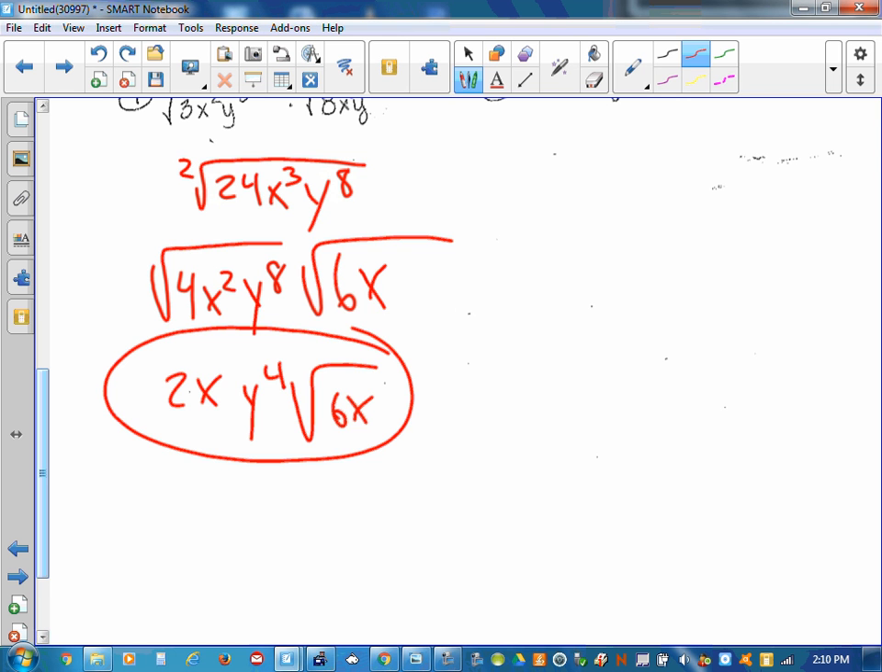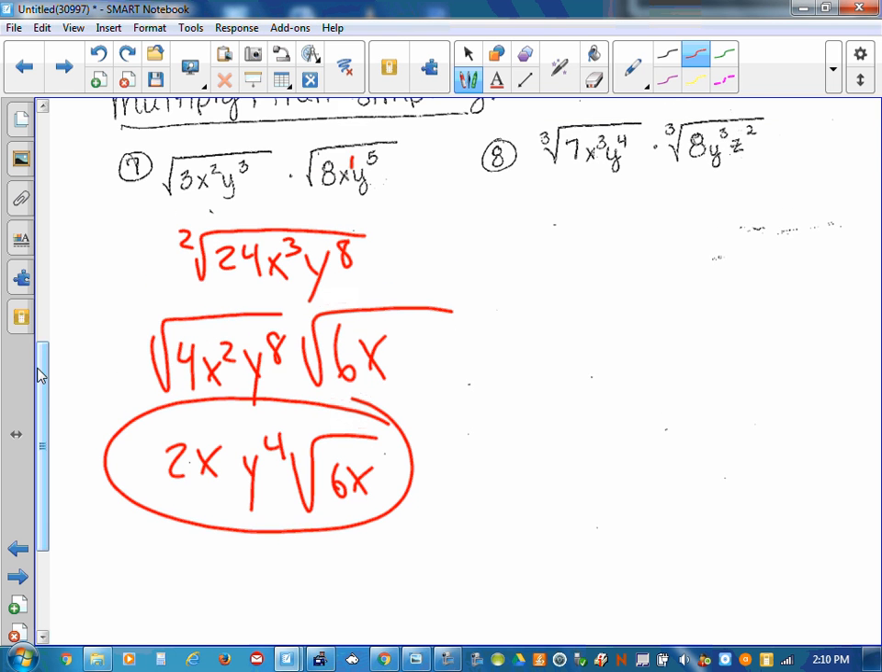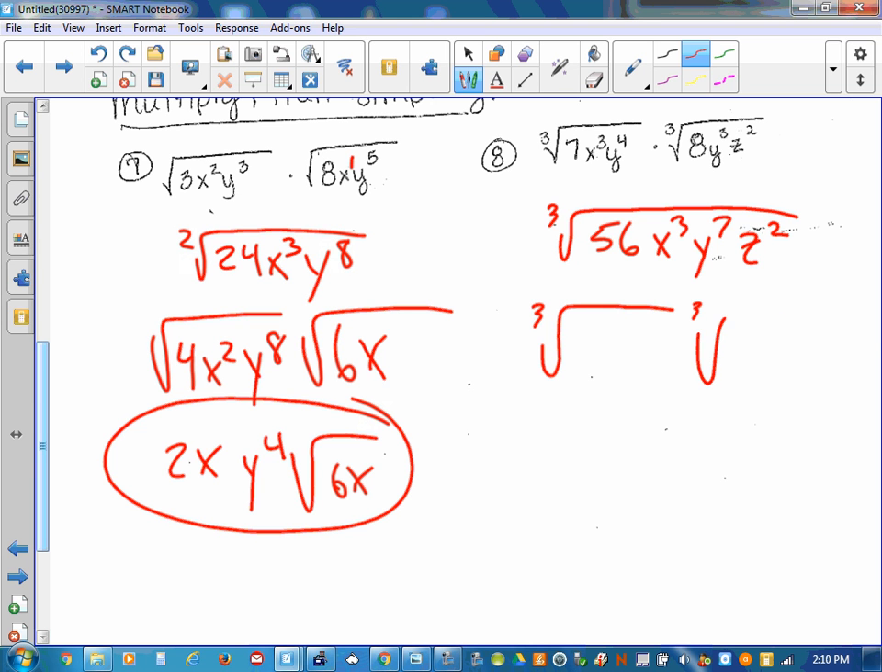So the next problem is the exact same thing. We're multiplying it together first. So we get cube root, 7 times 8 is 56. X to the third, y to the seventh, and z squared. Now we split it up into what I can take the root of and what I can't. So 56 is 8 times 7. X cubed all goes to the front.